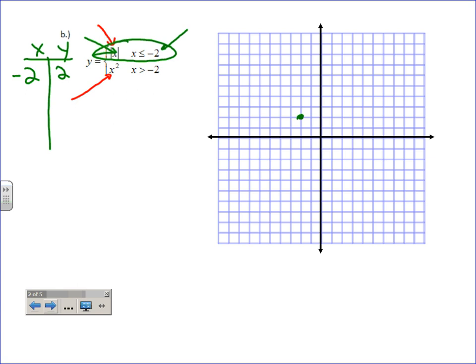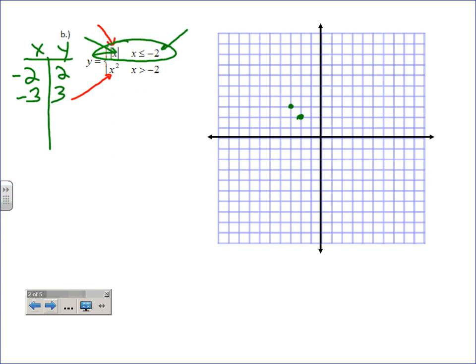And based on that, should I start trying to get points to the right of that or to the left of that? Which way should I go? It's less than, right? So let's go left. So is negative 3 a logical next choice? Yeah. So you put negative 3 in, and you get 3. All right, so negative 3, 3.